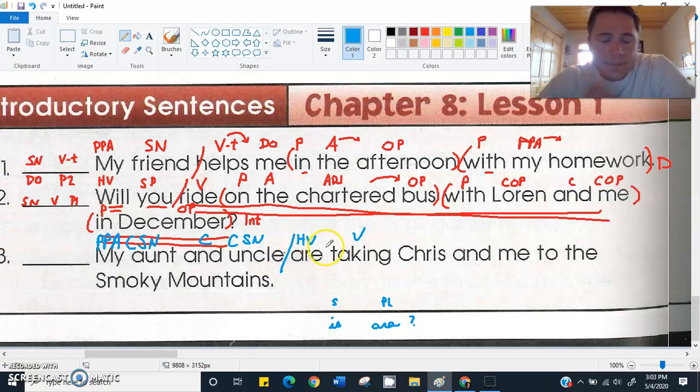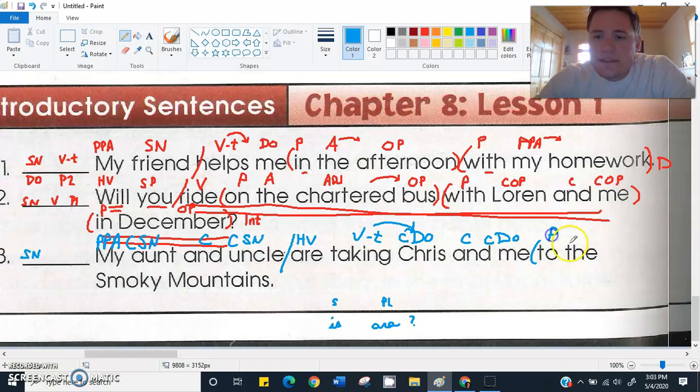I'm going to pop that slash between the subject and the verb because I'm so confident about it. Can I answer the question taking who or what? Yeah, taking who? Taking Chris. If you can ask who or what after the verb, that means we have a verb transitive and a direct object. It's not just Chris, taking Chris and taking me. So those are compound direct objects.